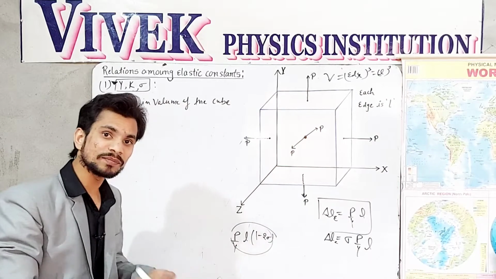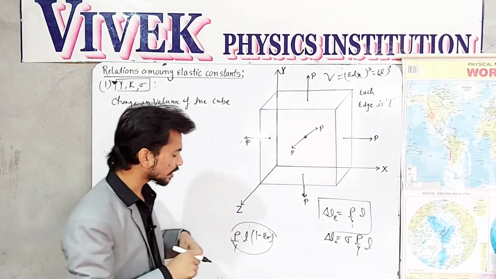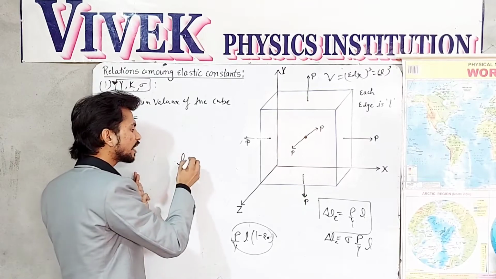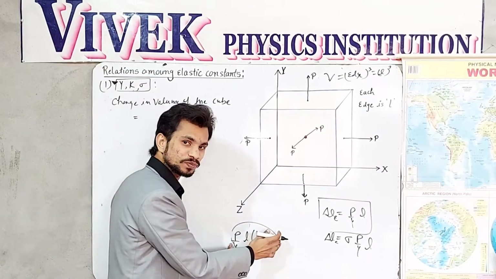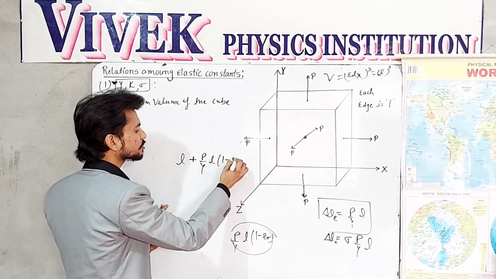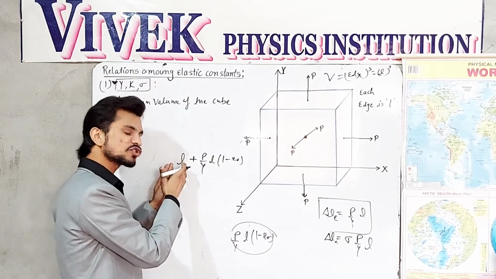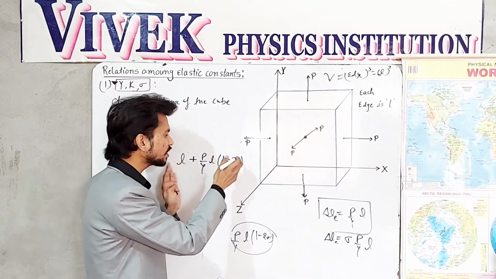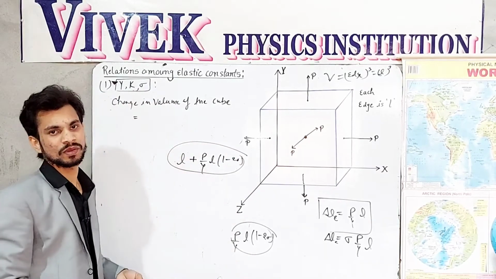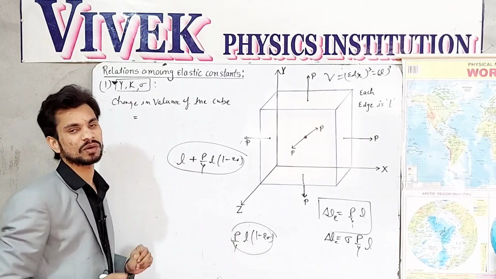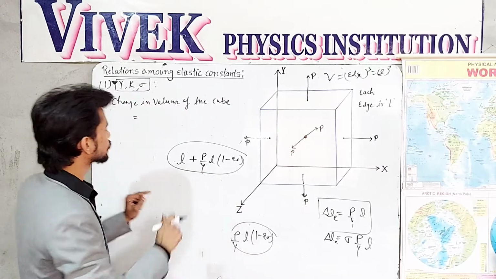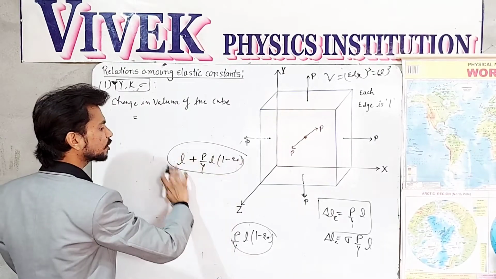Now what is the complete edge now? This is the initial edge, and there is a net extension of this value, P over Y times L into 1 minus 2 sigma. This is the initial length, and this is the extension in length, which together give the final length or edge of the cube after all the considerations. So this will give me the final volume.